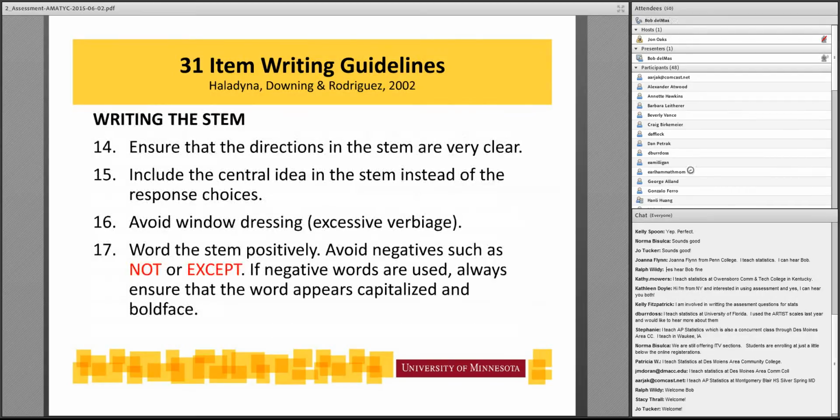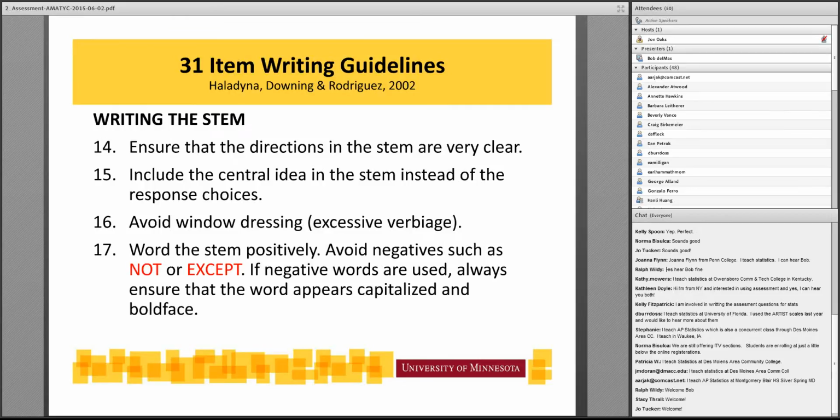The next category set of items has to do with writing the stem. These I'll go through just to hit. So one is very important. Ensure that the directions in the stem are very clear. I know that seems obvious, but it's always good to ask ourselves, are the directions in the stem very clear? The stem should include the central idea instead of the response choices.